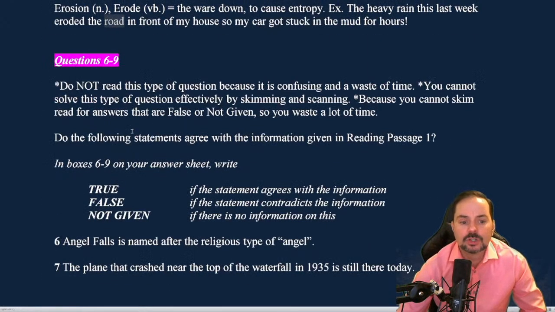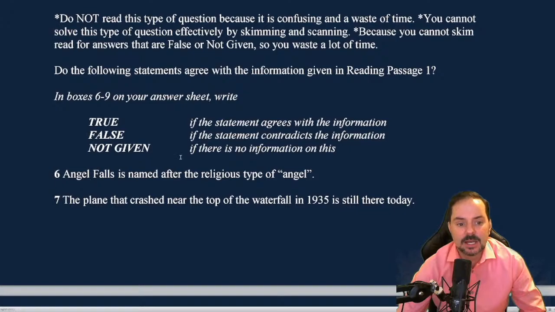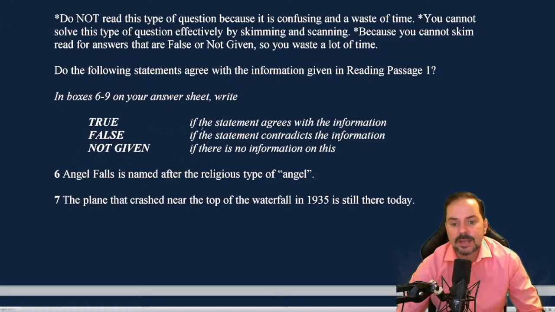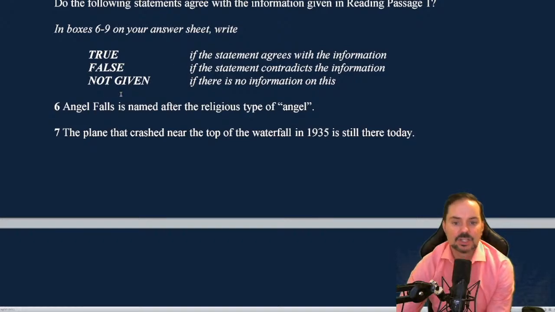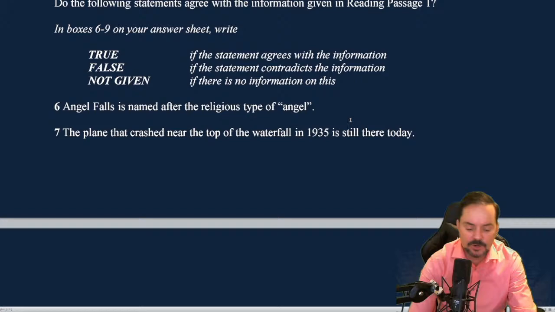So now let's go to true, false, not given. Here we go. We've got a little bit of time left, so we'll get into this. True, false, not given. True if the statement agrees with the information in the passage. False if the statement contradicts the information in the passage, and not given if there is no information on this. Okay, so first question.